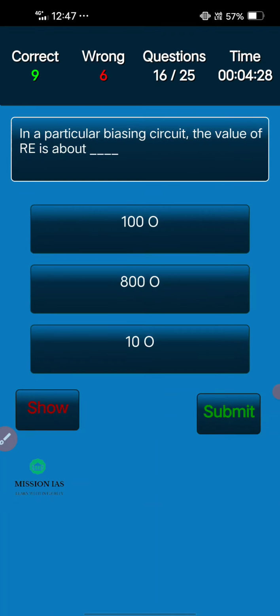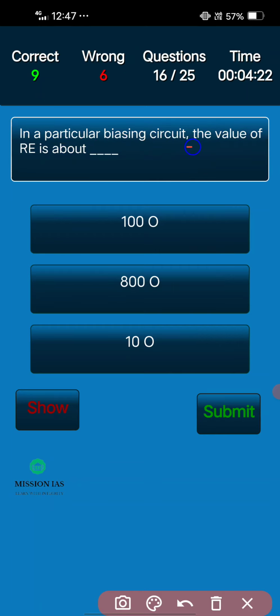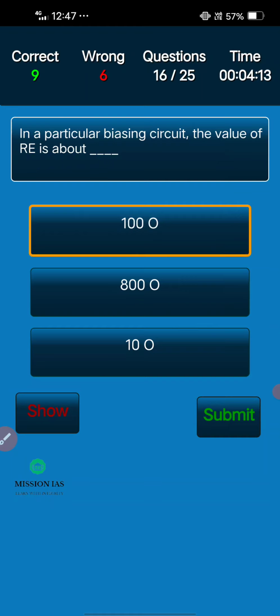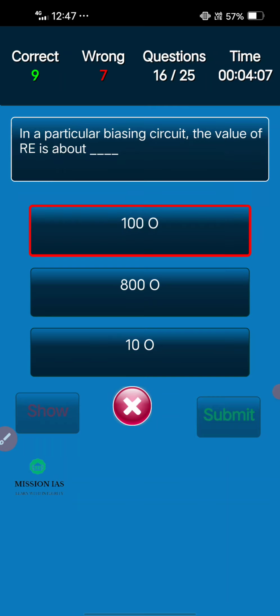Okay, the next question here in front of you: in a particular biasing circuit, the value of Re is how much? Usually, in a particular biasing circuit, the value of Re we can take as 100k, right? Not 100k. We usually take it as 8k or 800k. Okay, that we have to keep in mind.